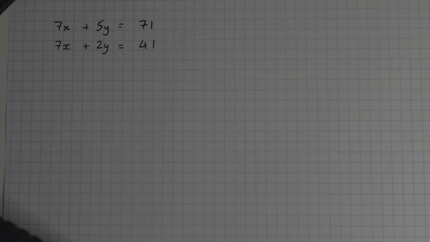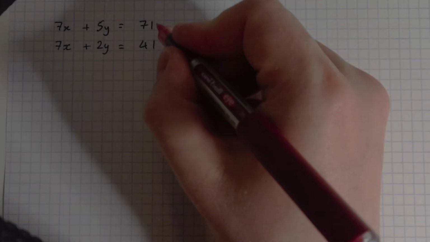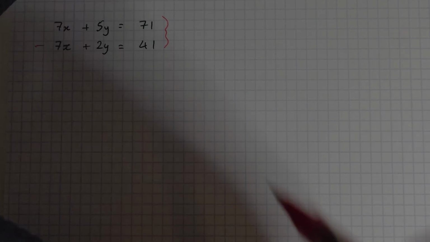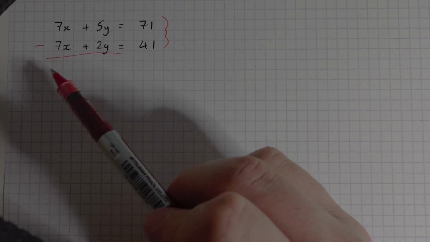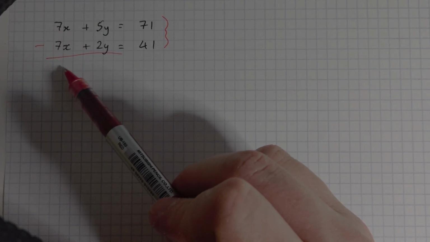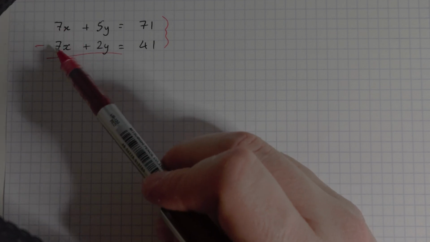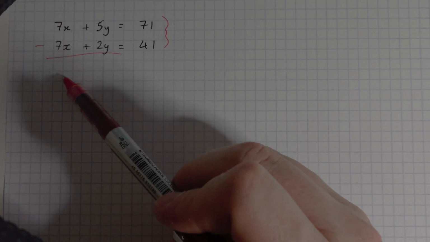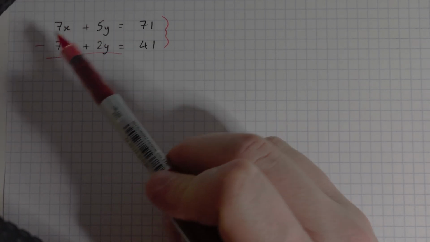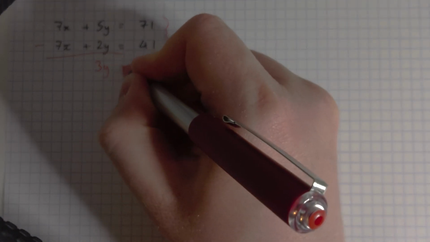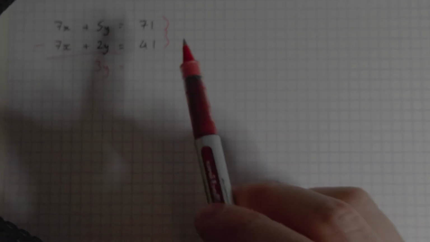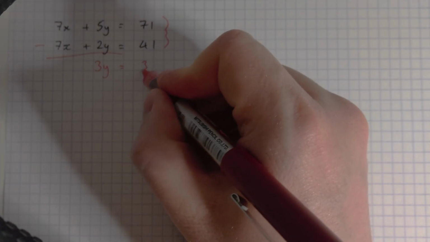Okay, another example. We will just subtract. Let's consider the difference between the two situations. So first column first. 7x take away 7x, that's nothing. So this time it was the first term that cancelled out. 5y take away 2y leaves me with 3y. And 71 take 41 is 30.